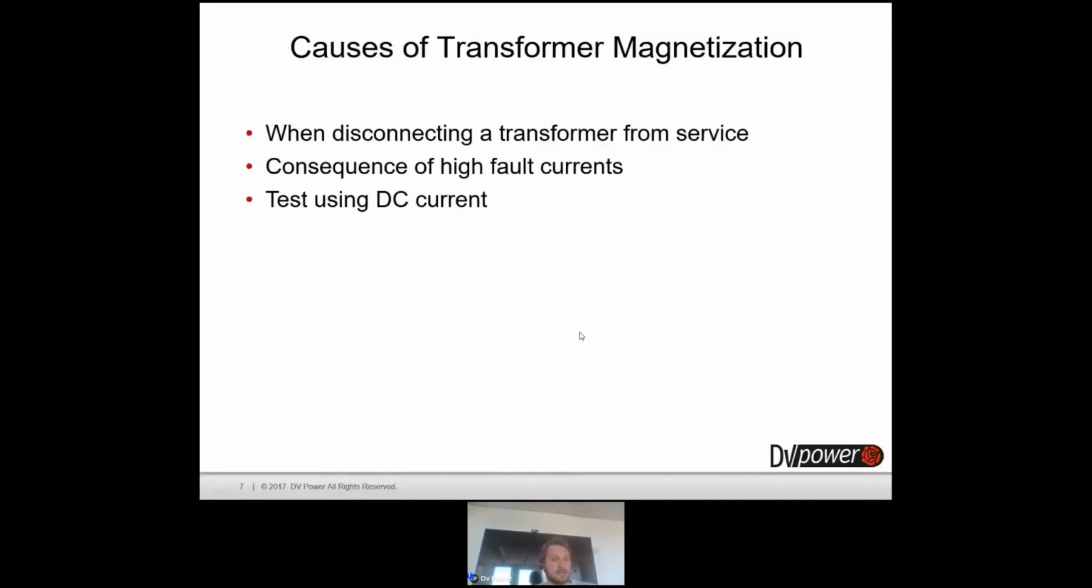Basically, we use DC current when we perform routine testing like winding resistance testing in the field, or on-load tap changer DV testing, or some other test. In that case, we will basically magnetize the transformer, let's say, close to 100%. And after those tests, it's almost necessary to perform demagnetization.